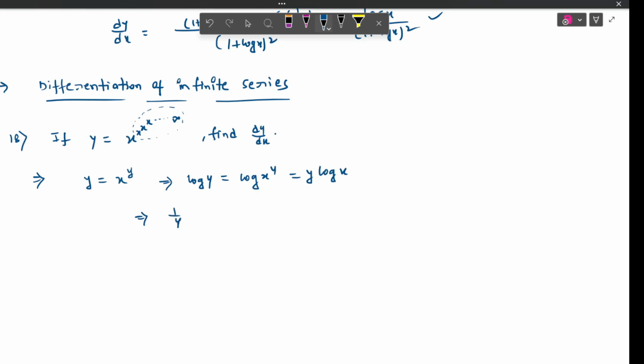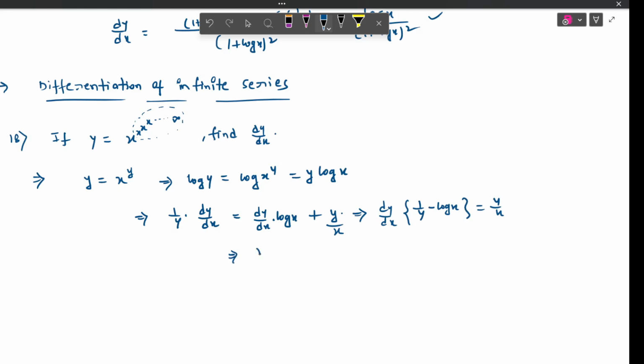You will get 1 by y. For y it will be dy by dx, keeping log x outside. And if we keep y outside, differentiation of log x is 1 by x. Differentiation of x is 1. So if we take this term in the left hand side and take common dy by dx, we'll get dy by dx into 1 by y minus log of x is y by x.